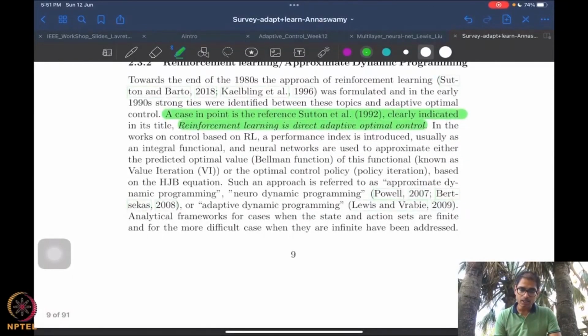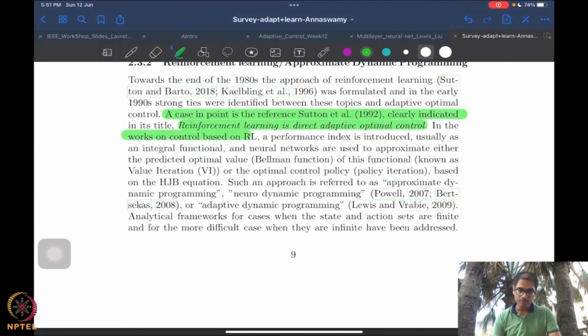In the works on control based on reinforcement learning, typically a performance index is introduced, right? And then a neural network is used to approximate either the predicted optimal value of this functional or the optimal control policy. So basically, a neural network is a function approximator, and we will see something later on. The performance index is like a cost, usually an integral cost. The idea in reinforcement learning is to use a function approximator to figure out the optimal value or the optimal policy that will give the optimal value, right?